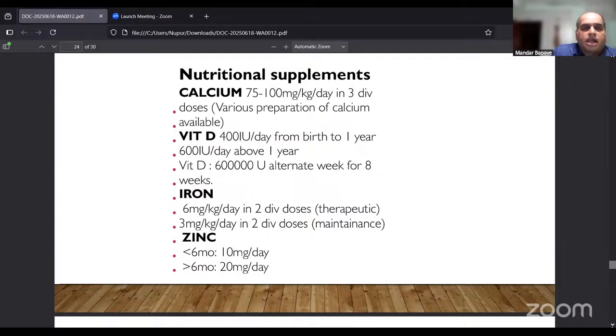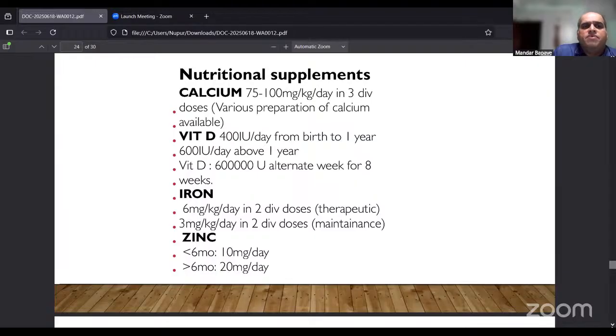So there are calcium preparations available with 82 milligram of calcium with 200 international units of vitamin D in 5 ml. There are calcium preparations available with 250 milligram of, say, elemental calcium and 200 IU of vitamin D. And there are preparations of 300 and 300 of calcium and vitamin D each. So we have to, rationally, stick to our dose.